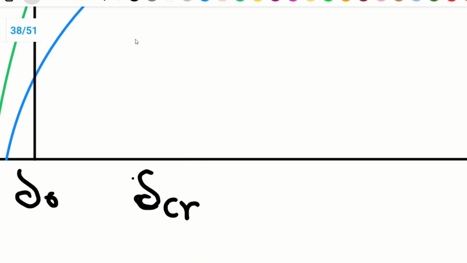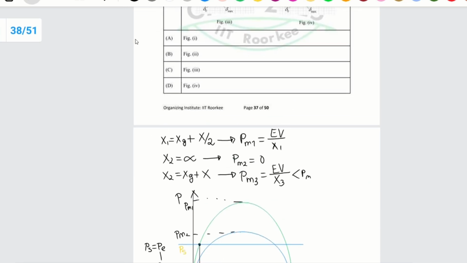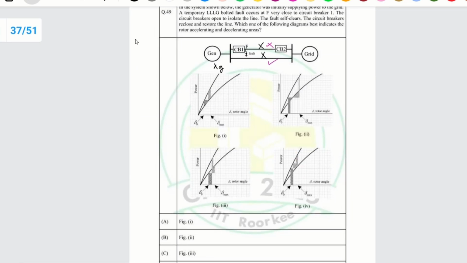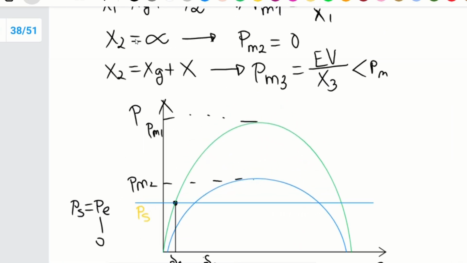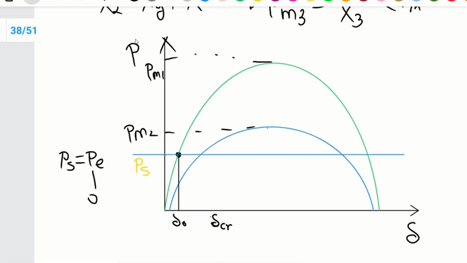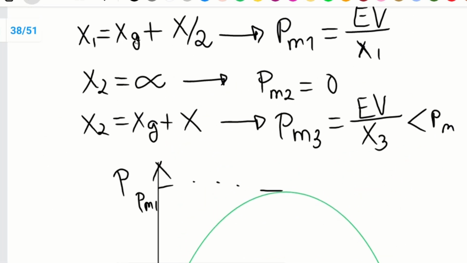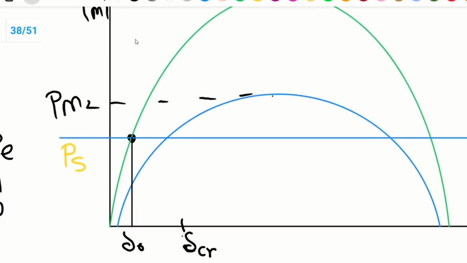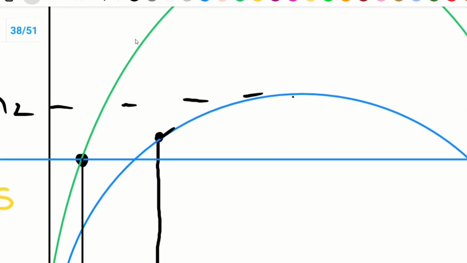the circuit breaker isolates the line. The circuit breaker opened CB1 and CB2. Okay. So now our operating point will move to the third condition, that means this blue line. The operating point will move to this point on the second curve, and it will operate on this curve for a duration.